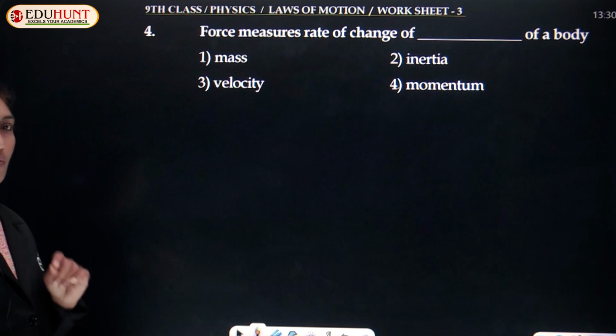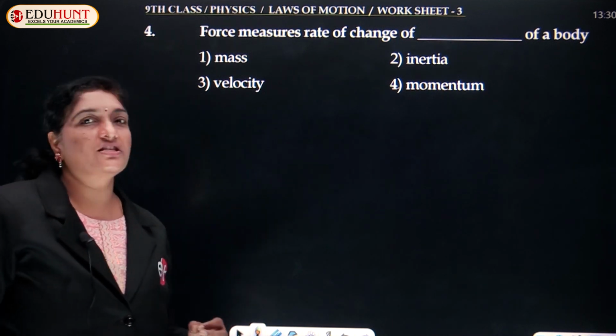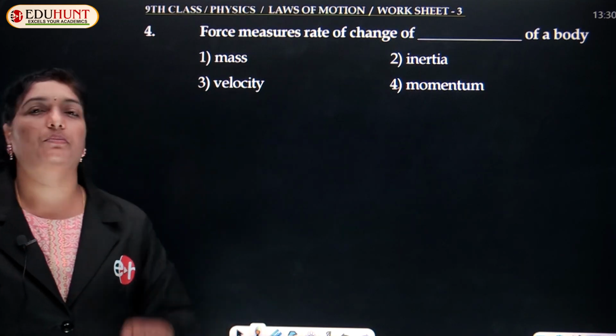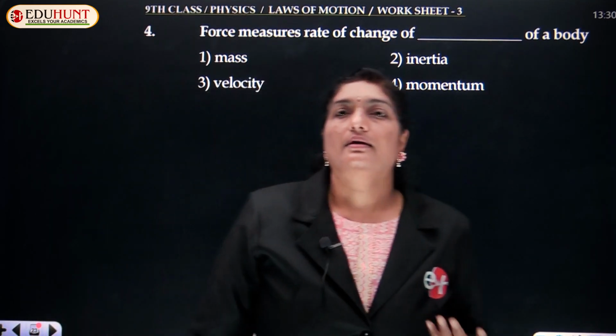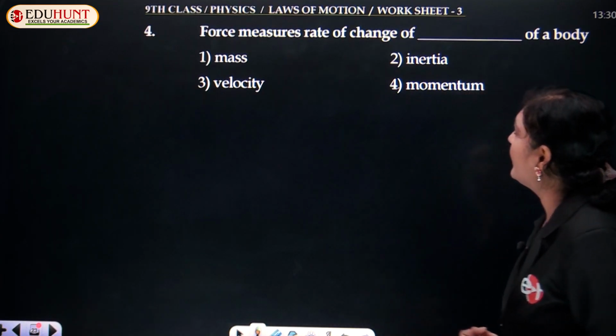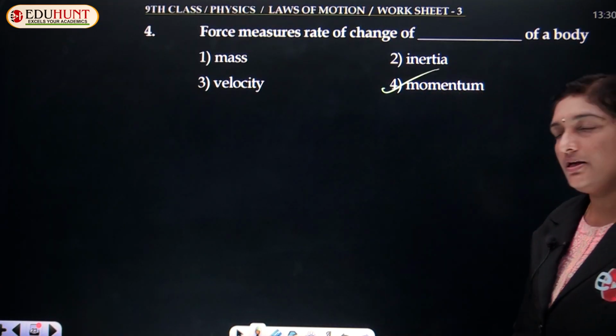Question number 4. Force measures rate of change of momentum of a body. The rate of change of momentum of a body is given by force. So, where is the correct answer? Rate of change of momentum. So, the fourth option must be true.